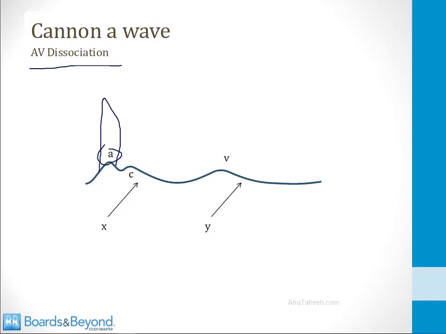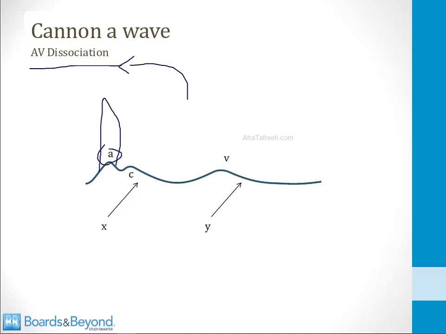The difference between giant A waves and cannon A waves is that giant A waves occur in every single heartbeat or cardiac cycle, whereas cannon A waves only occur intermittently. When you've got AV dissociation, sometimes the atrium and ventricle will happen to contract in sync and you will get a normal A wave. Other times the two chambers will contract out of sync and you will get a large A wave, and that's called a cannon A wave.